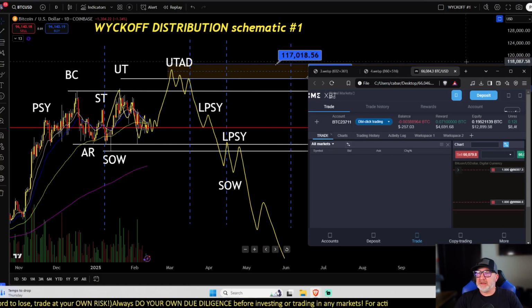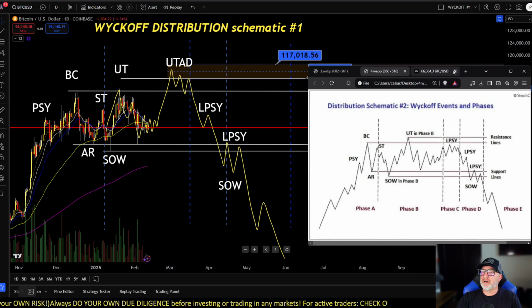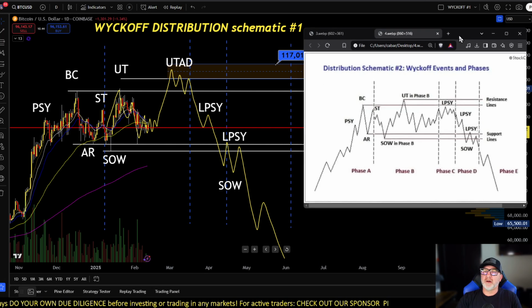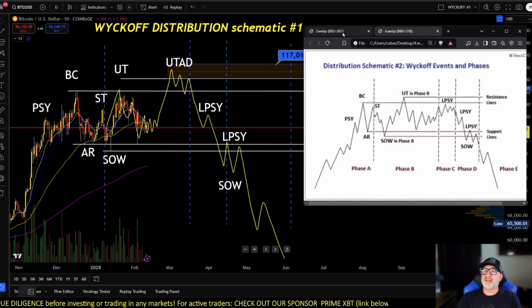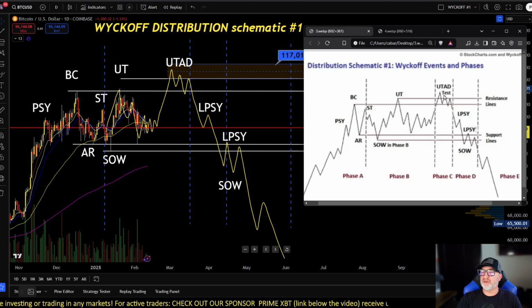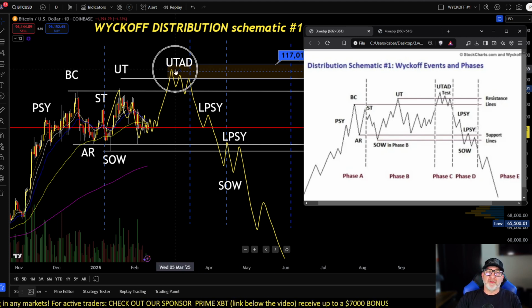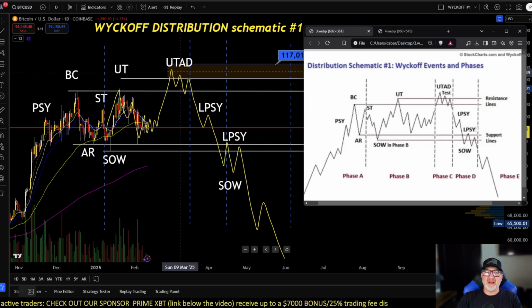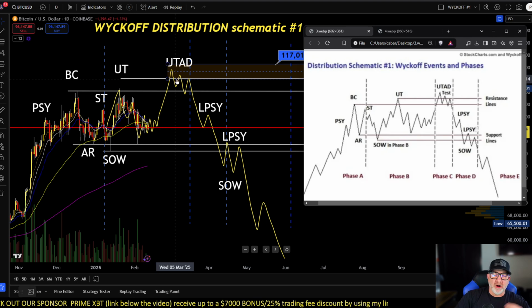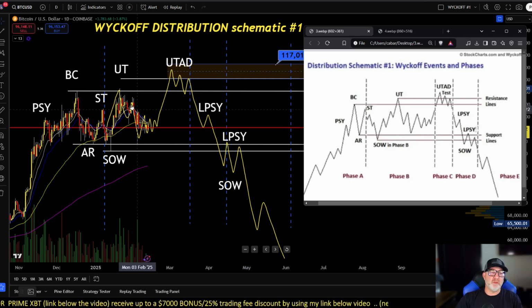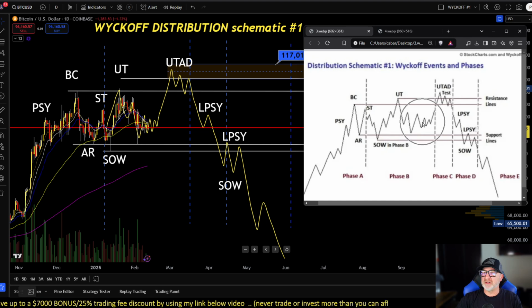Let's see, put this in here. All right, so this is schematic number 1, right? And that says we have one more upthrust after distribution, right? To kind of get everybody all hyper and back in. As you can see, we drew this out a long time ago, guys, and we're still bouncing around in this area, which is right here.